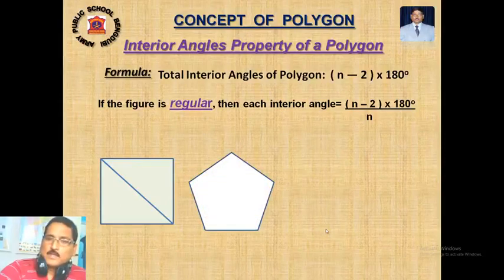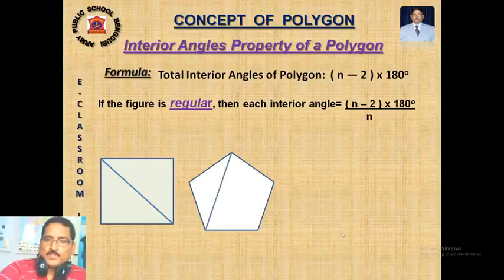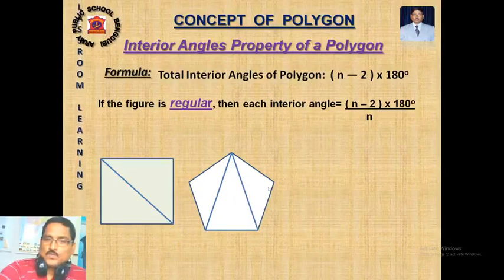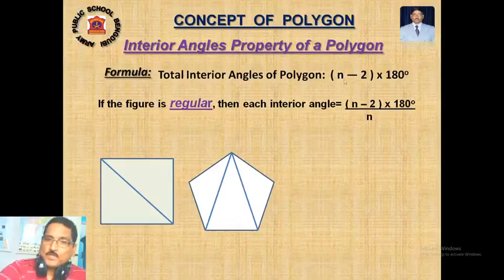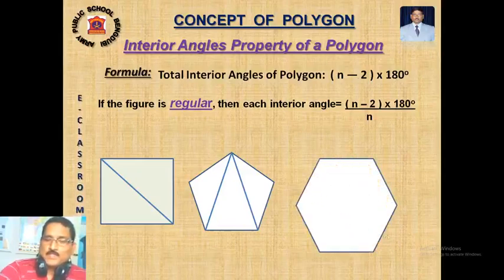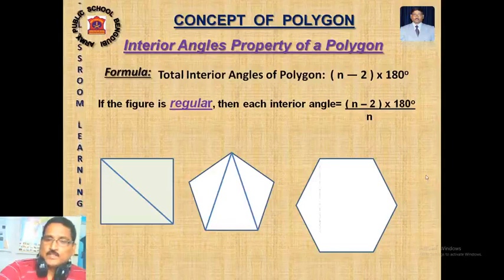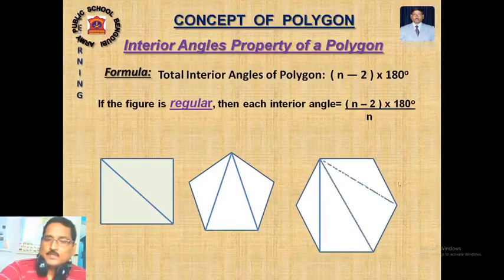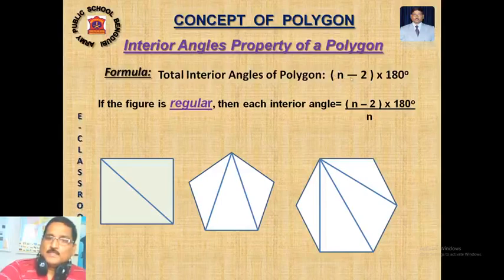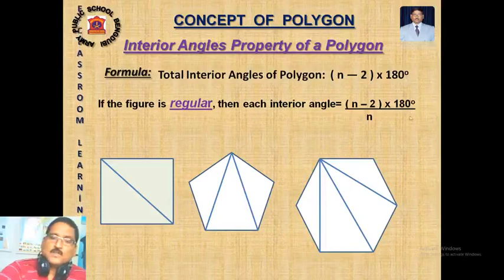Similarly, if I take an example of a pentagon, so 5 sides, you join. It is a combination of how many triangles? 1, 2, 3. 3 into 180, this is 540 degree. Or you can follow this formula: 5 minus 2 is 3, 3 into 180 is 540 degree. Okay, now in case of a hexagon, it is a combination of how many triangles? 1 triangle, 2 triangle, 3 triangle, and 4 triangle. So 4 into 180 degree is equal to 720 degree. Or you can say hexagon: 6 minus 2 is 4, 4 into 180, that is 720 degree. Are you clear? Now coming to next.